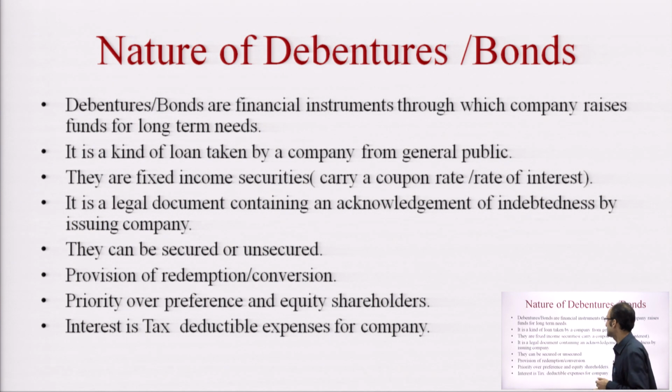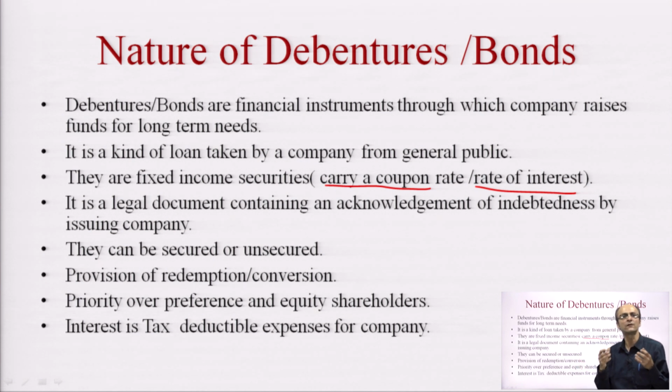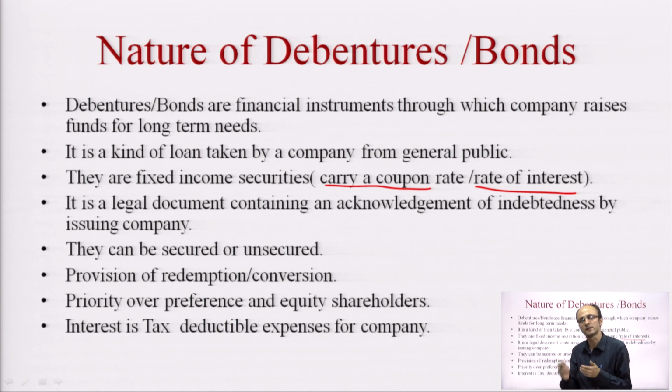The third point is that they are fixed income securities and carry a coupon rate of interest. One unique feature of bonds and debentures is that they carry a fixed interest rate. The coupon rate and the interest rate are the same; the popular term used in bond and debenture terminology is coupon rate. These fixed income securities generate a fixed return. Year to year, the bondholder gets a specified amount of interest at a certain fixed percentage, generally mentioned on the bond.